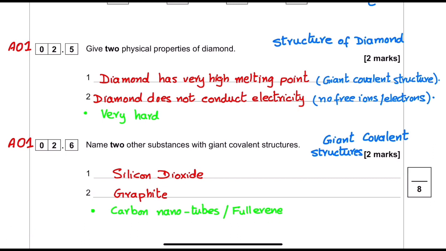So the model answer is: one is silicon dioxide. Students can write the name of another substance, that is graphite. Even the student can use this option, carbon nanotubes or fullerene.